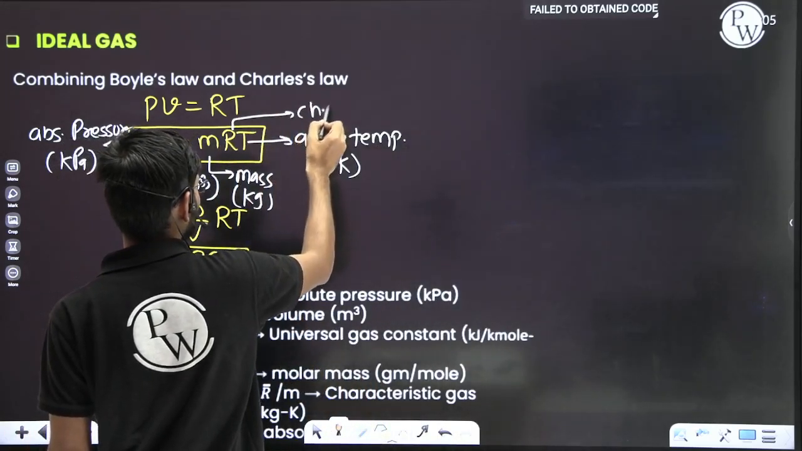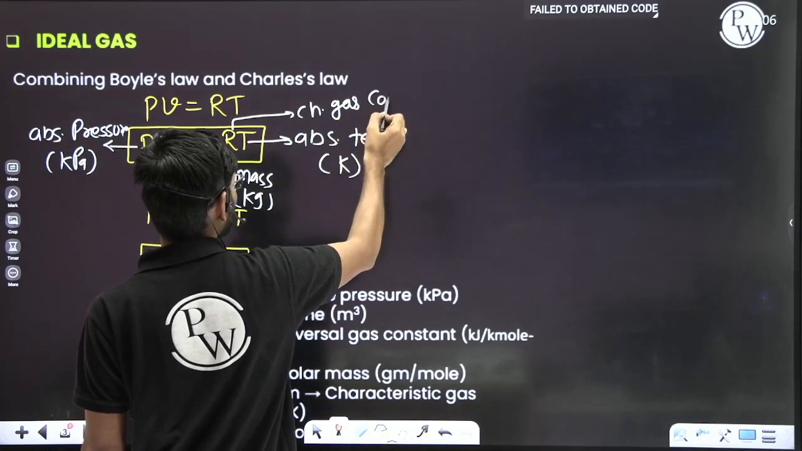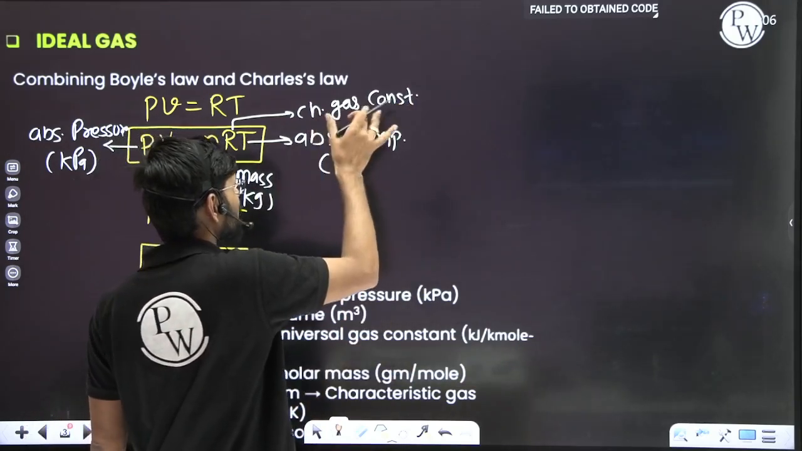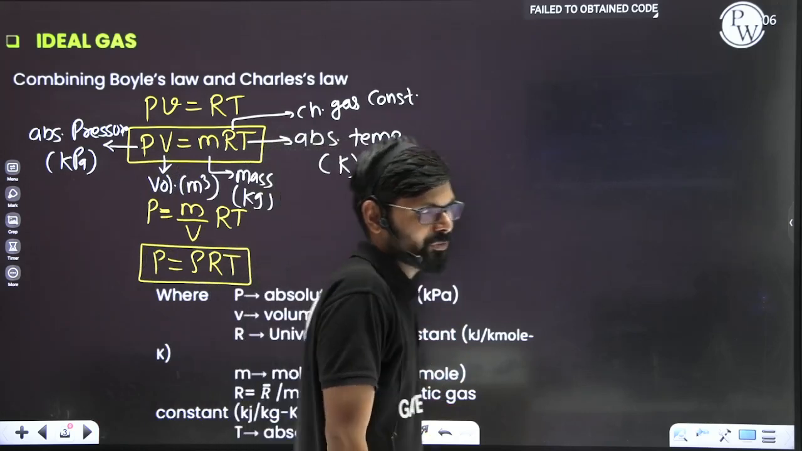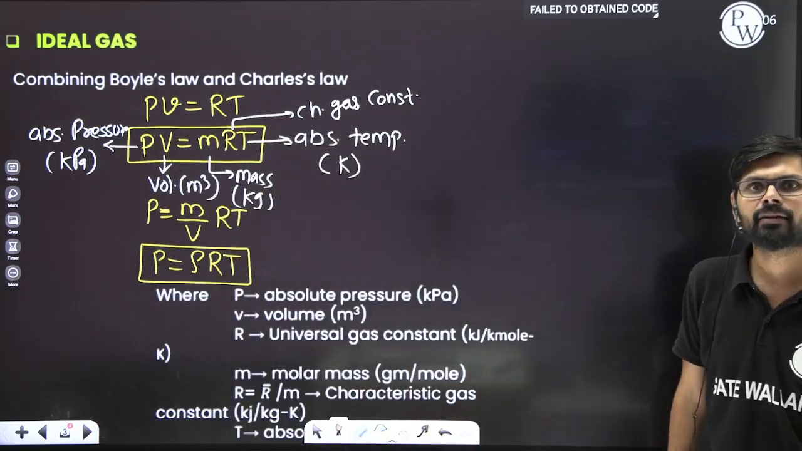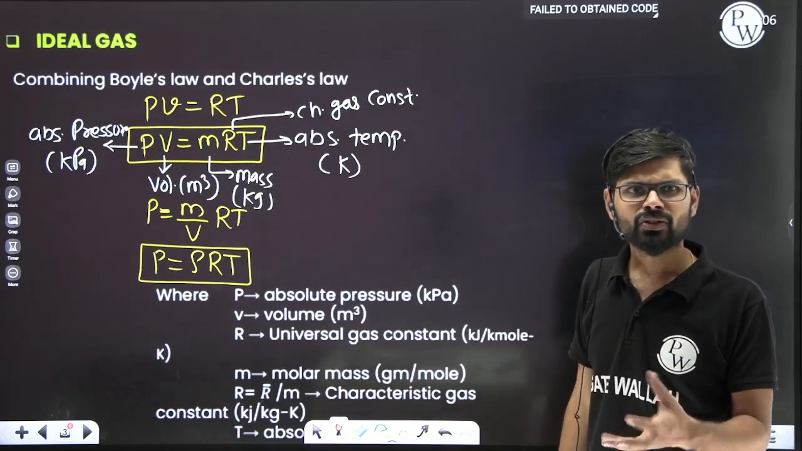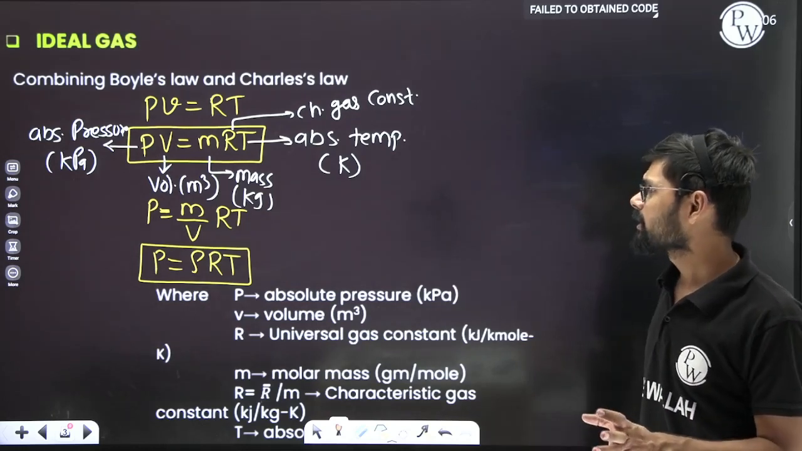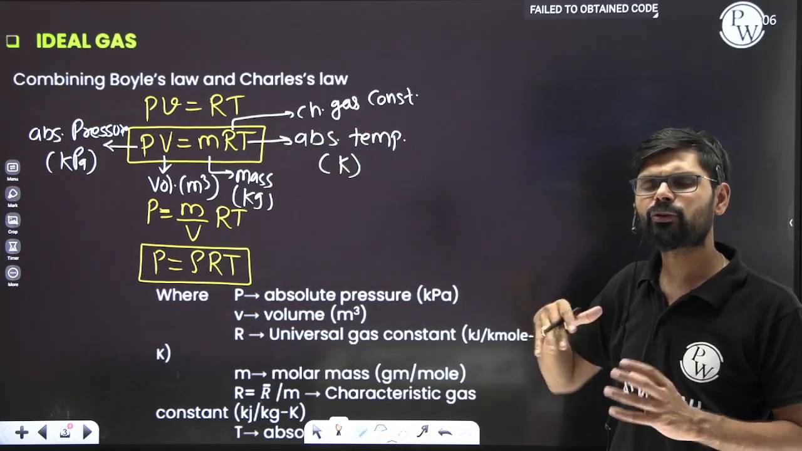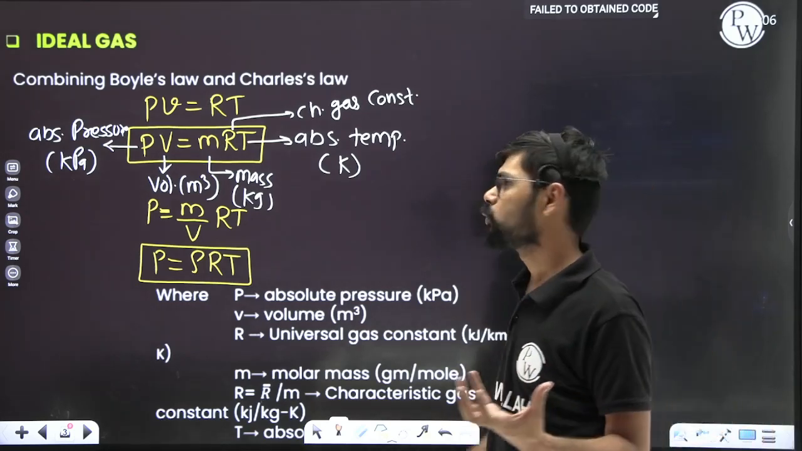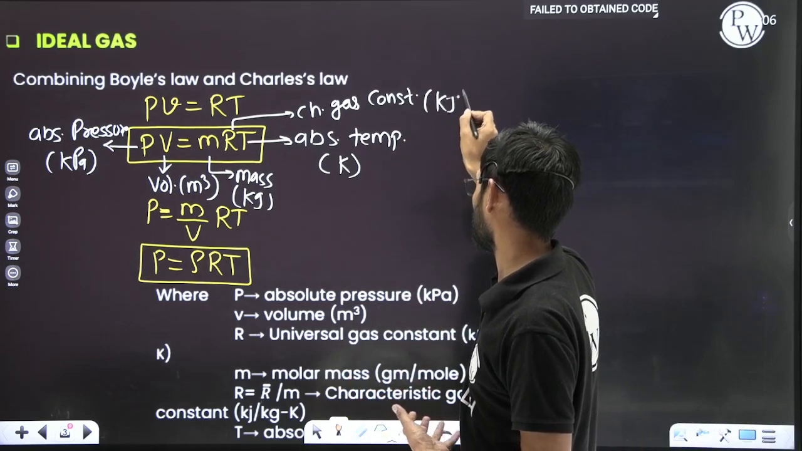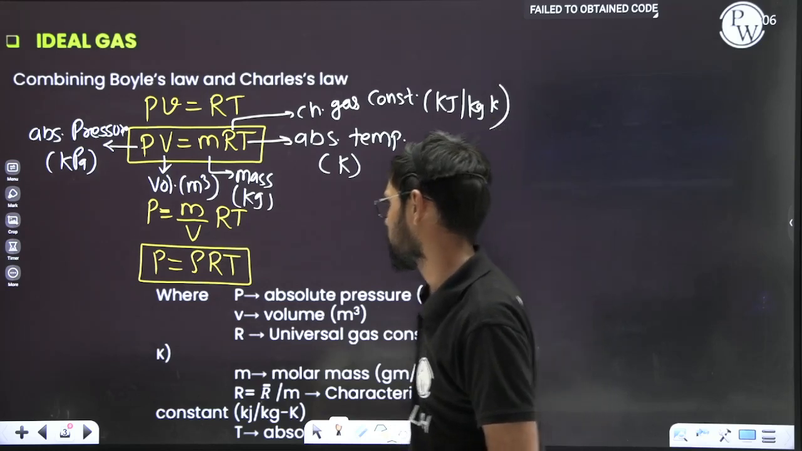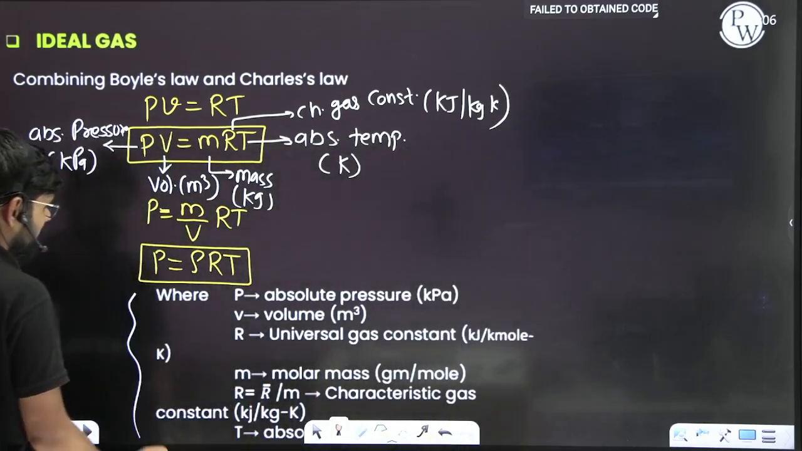Then this R is called what? Characteristic gas constant. Sometimes people call it gas constant also, sometimes it is written simply as gas constant. Correct? But there are two different types of gas constant. One is the characteristic gas constant, and one is the universal gas constant. So basically we are discussing both, right? Both are important for us. You can identify both of them with the help of units. Here the unit will be kilojoule per kg Kelvin. Okay. So these are the basic things given to you.